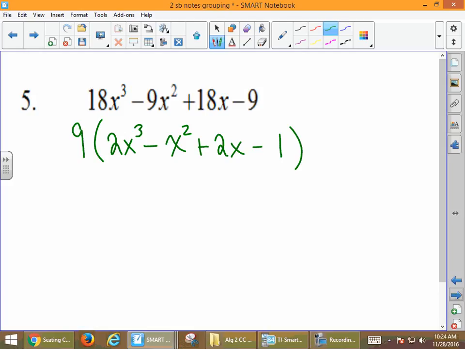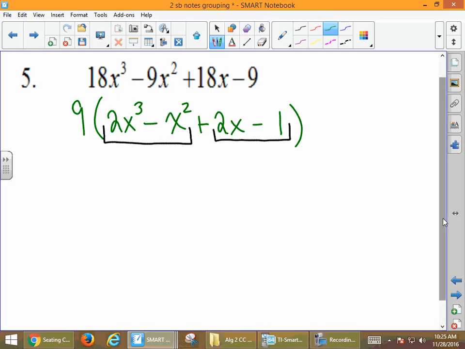But we still have 4 terms, and we need to look and see, can we factor by grouping in this particular case? So let's break it up into our 2 groups. And I know we have the 9. I'm going to ignore the 9 for a couple minutes. We'll put it back in here shortly. But in our first group, do we have a greatest common factor? Between x cubed and x squared, it's our smallest exponent. It's x squared.